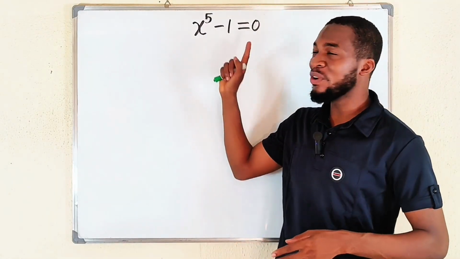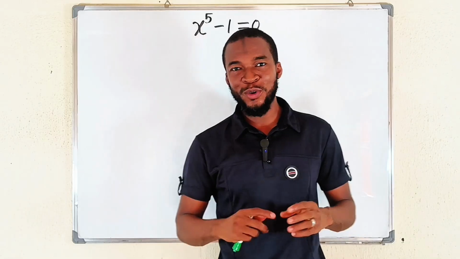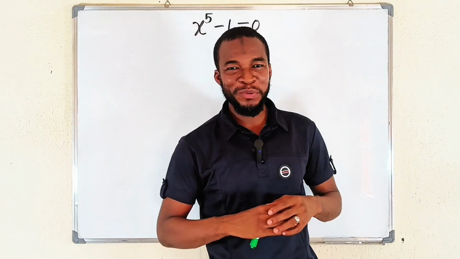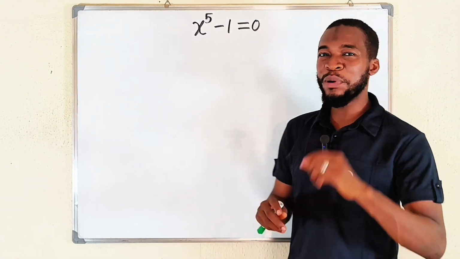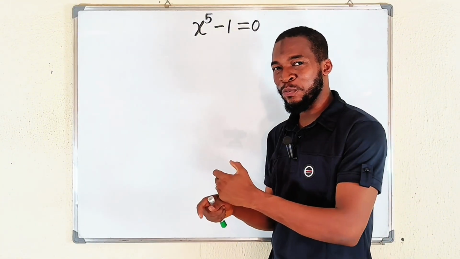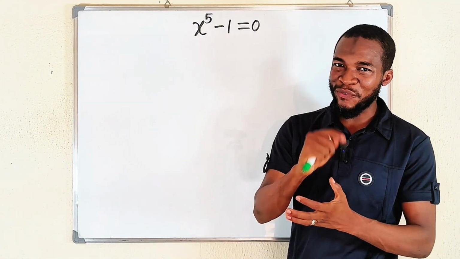Someone said I should solve x to the power of 5 minus 1 equal to 0. But I'm going to make it a marathon by solving x to the power of n minus 1 equal to 0, n from 1 down to 5.